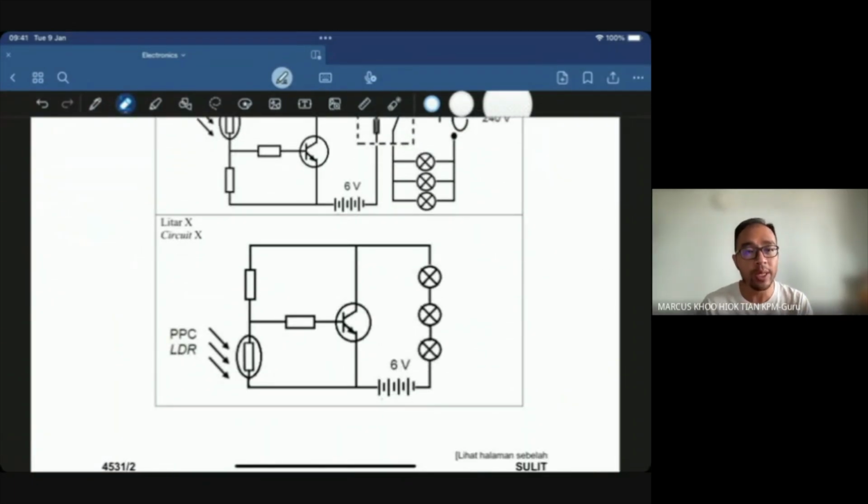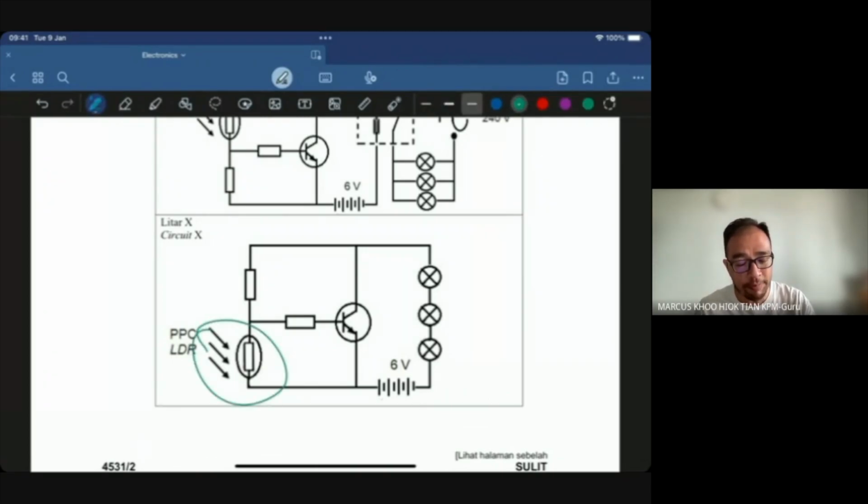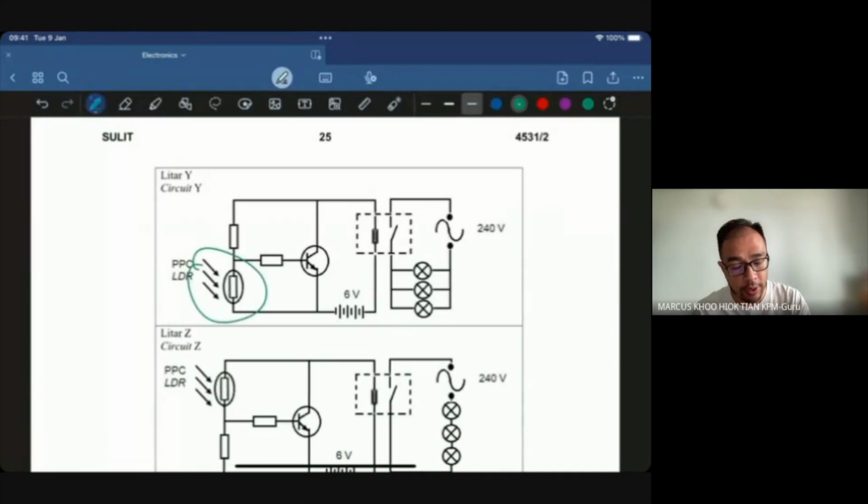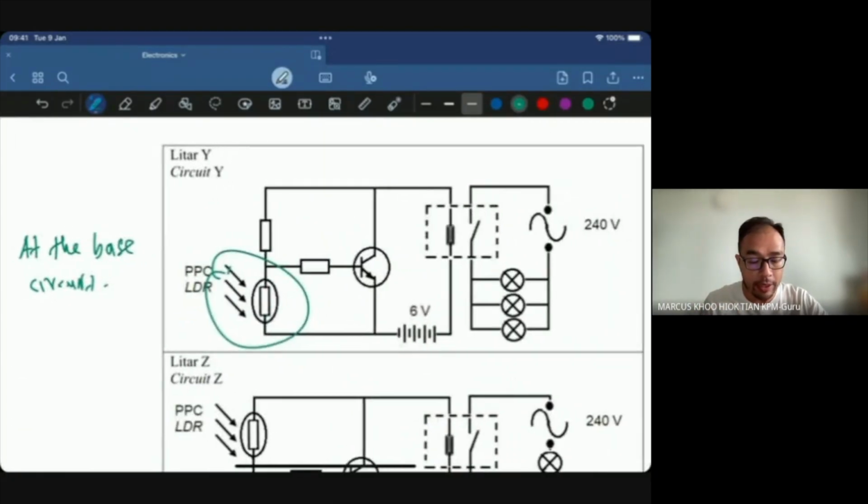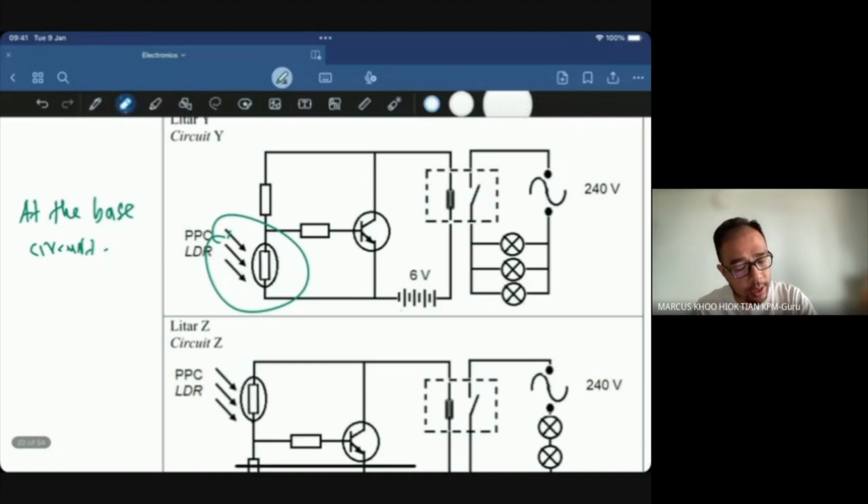But you can't write the words "at the bottom". That's not the answer. So the position of the LDR, in this case, we're going to say it's at the base circuit. Connected to the base circuit. I think we should write the words "connected to the base circuit" better.